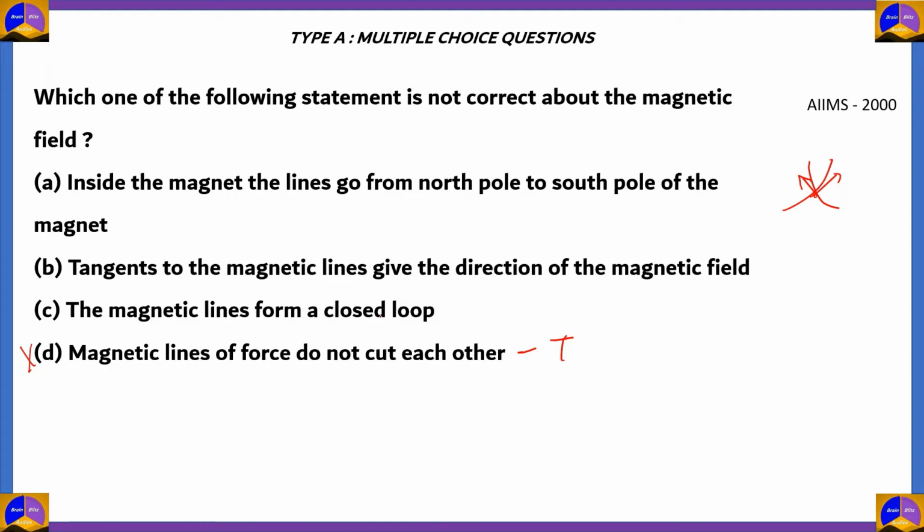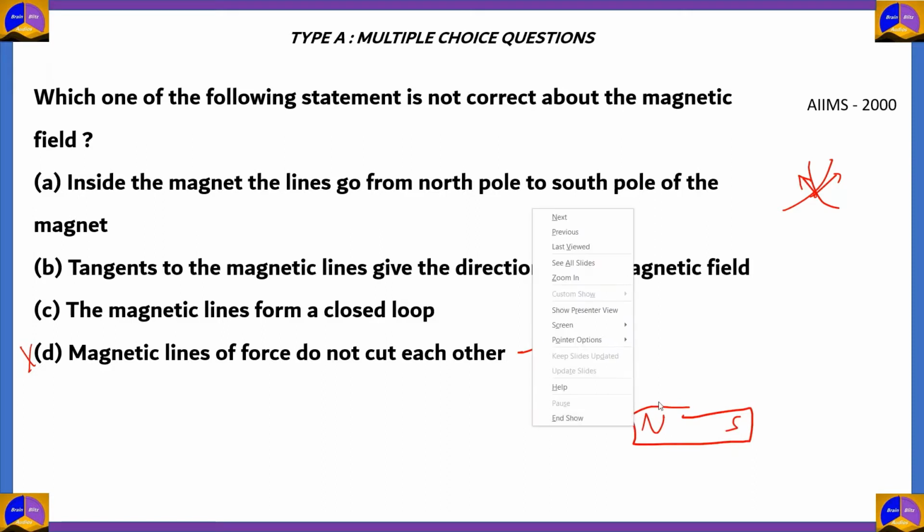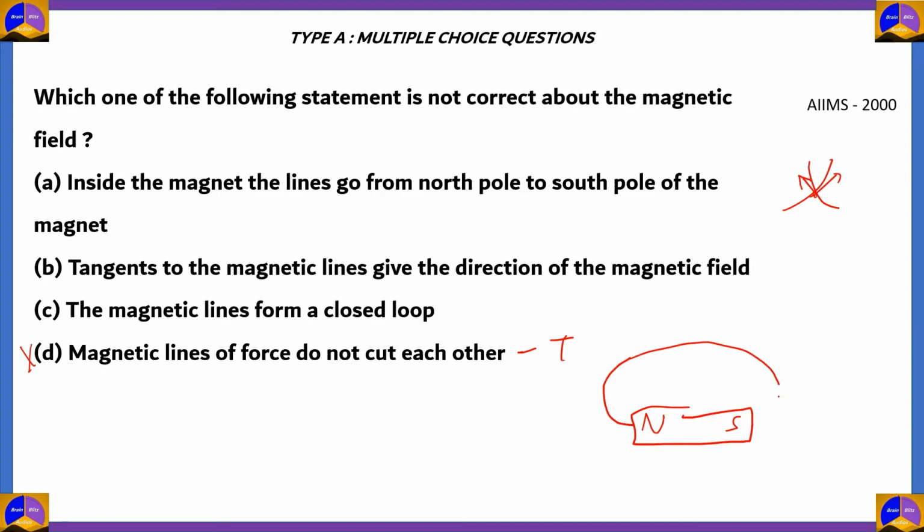Option C, the magnetic lines form a closed loop. Unlike electric field lines, magnetic field lines do form a closed loop. It passes from north to the south, and then inside the magnet it goes towards the north. So the cycle repeats over and over again. So the magnetic lines form a closed loop. The statement is true, which makes option C incorrect.